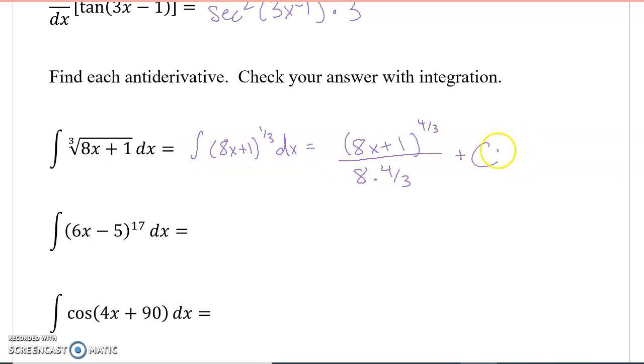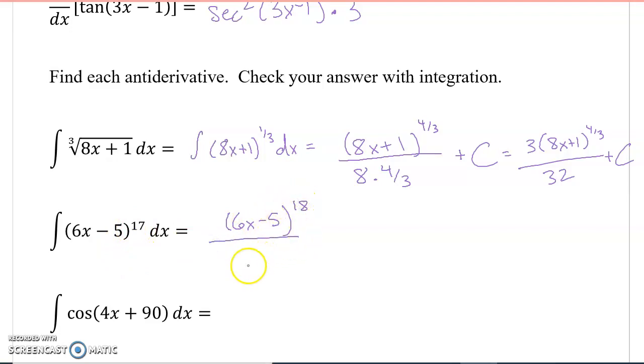Okay. So just like when we multiply by the derivative here, we're dividing by the derivative. We're unchain ruling it, right? So we could leave the answer like that, but that would look a little funny. We'll put the 3 on the top with the 8x plus 1 raised to the 4/3 power. We'll put the 8 times 4 on the bottom, and we'll remember our constant of integration. Okay. This next one's going to work pretty much the same way. We're going to take 6x minus 5. It was raised to the 17th, so we better bump that up to the 18th power, but we have to make sure we divide by 18.